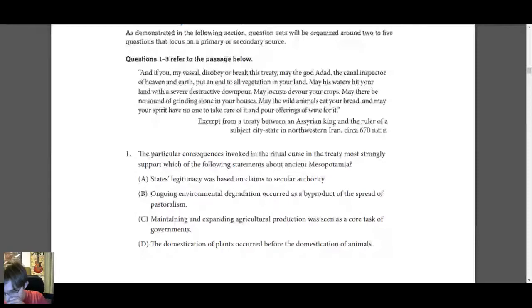This is an excerpt from a treaty between an Assyrian king and the ruler of a subject city-state in northwestern Iran, circa 670 BCE. Let's read it. "If you, my vassal, disobey or break this treaty, may the god Adad, the canal inspector of heaven and earth, put an end to all vegetation in your land. May his waters hit your land with a severe destructive downpour. May locusts devour your crops. May there be no sound of grinding stone in your houses. May the wild animals eat your bread, and may your spirit have no one to take care of it and pour offerings of wine for it."